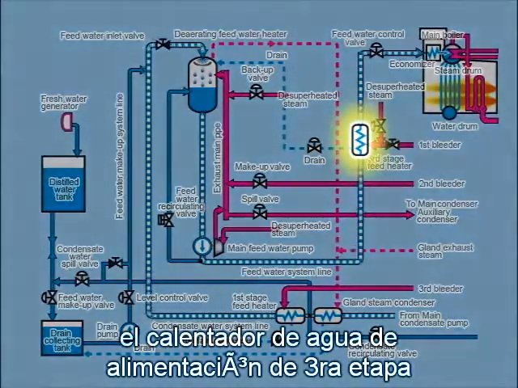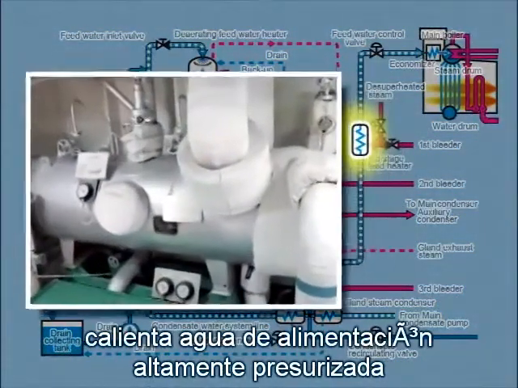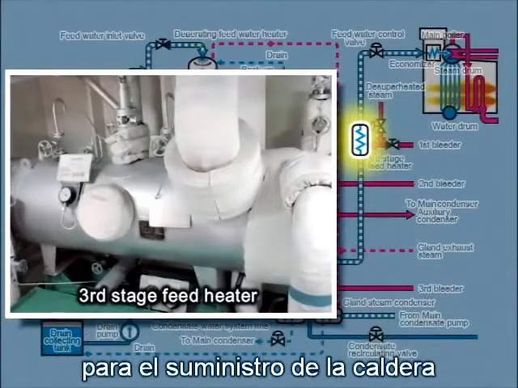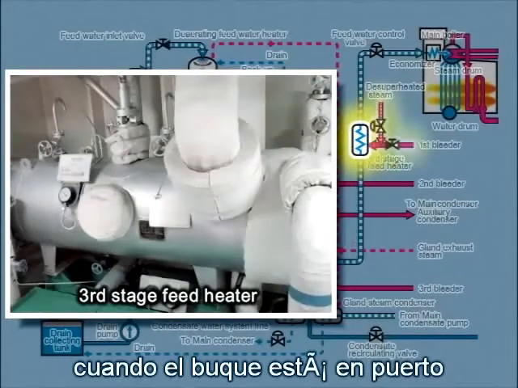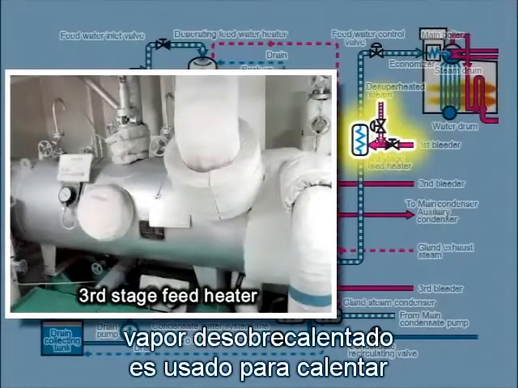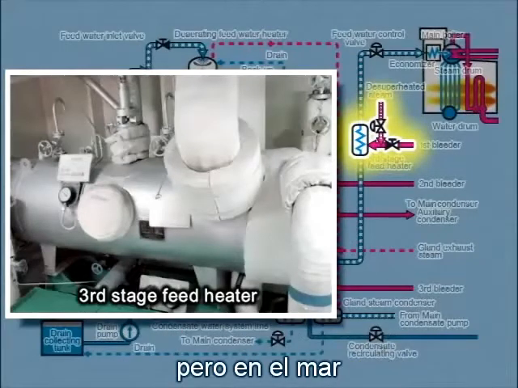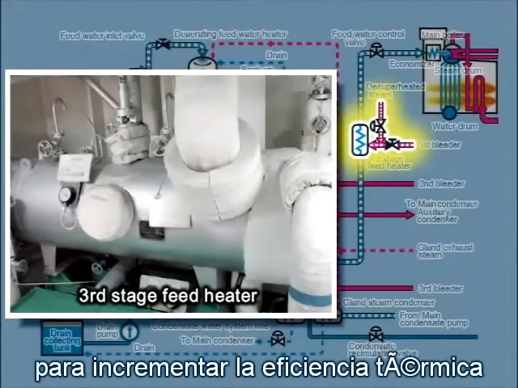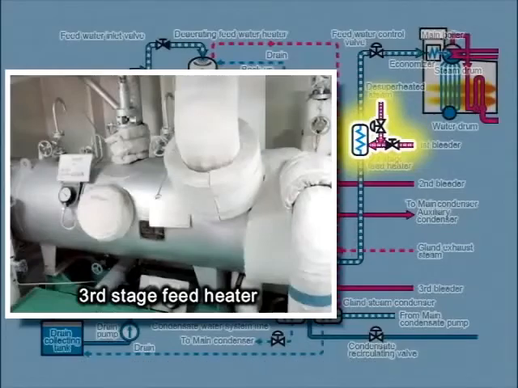The third stage feed water heater heats highly pressurized feed water for supply to the boiler. When the ship is in port, desuperheated steam is used for heating, but when at sea, the first bleeder is used to increase thermal efficiency.